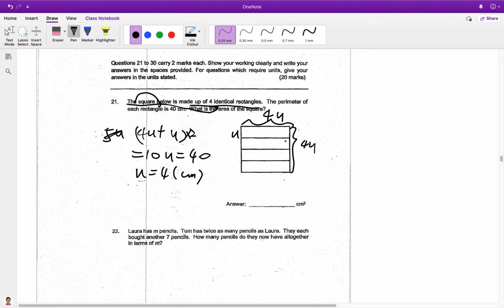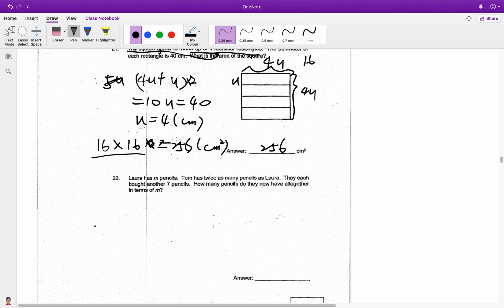Well, one side is 4u, which equals 16. The area of a square is side times side, right? Equal to 256 cm square. Right? Normally for the square numbers, there are typical numbers we also need to remember.